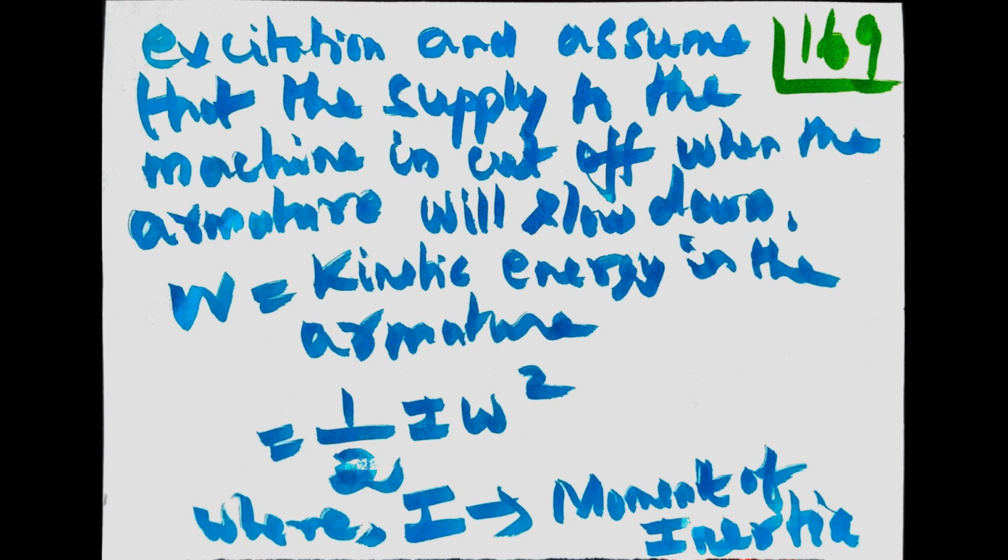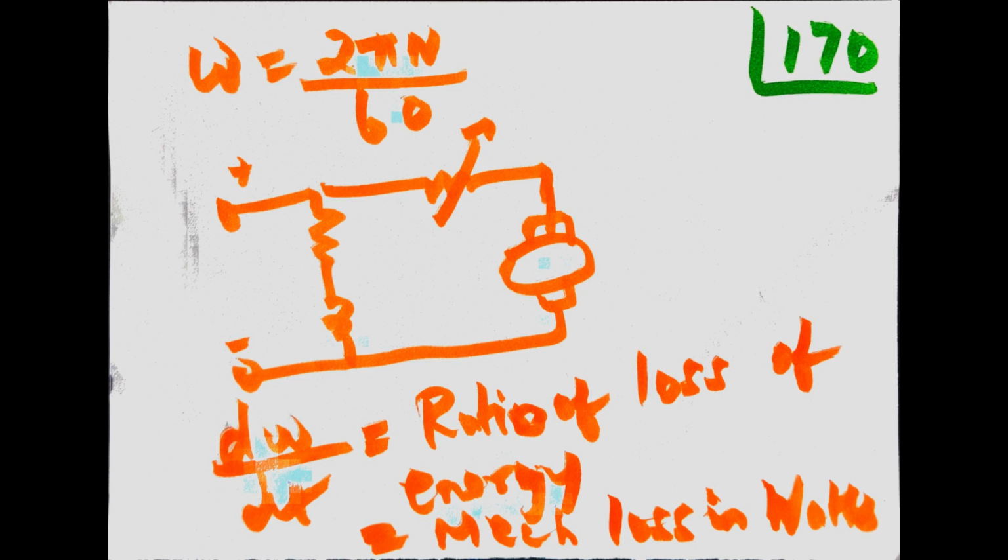Circuit diagram shown in figure. d omega divided by dt is related to the rate of loss of energy, the mechanical loss in watts. When the armature is slowing down, it loses energy, so there is a loss of power. This power loss is called frictional and windage loss. Mechanical power loss is equal to d by dt of half I omega squared.